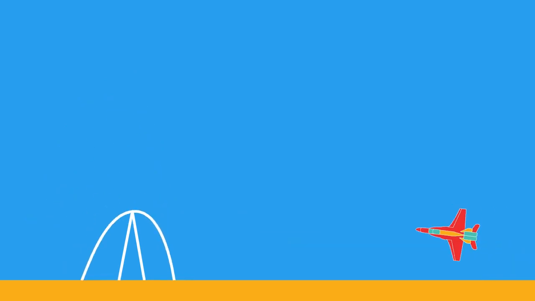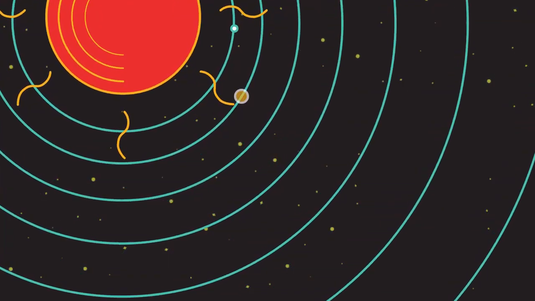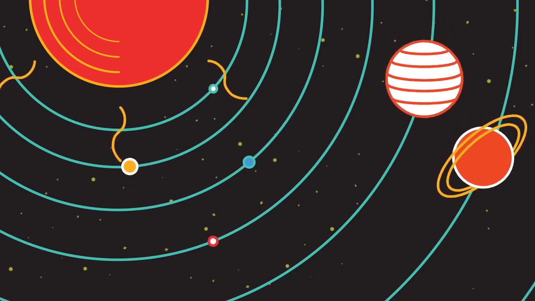What about an aeroplane doing a loop-the-loop? The plane may be moving at a constant speed, but because its direction is constantly changing, its velocity will also keep changing. A change in velocity results in acceleration, so an object moving in a circle is accelerating even though its speed may be constant.